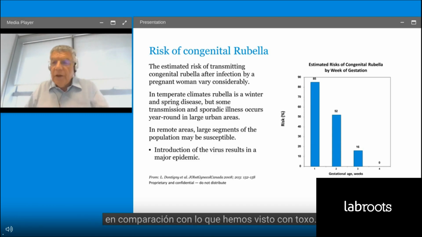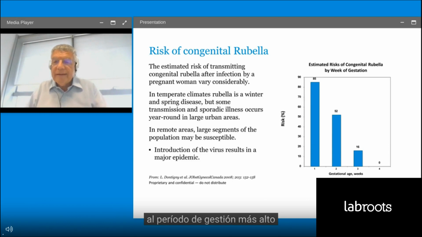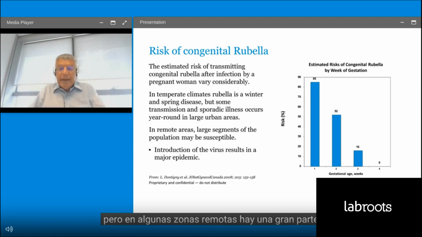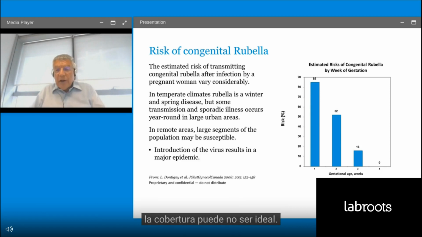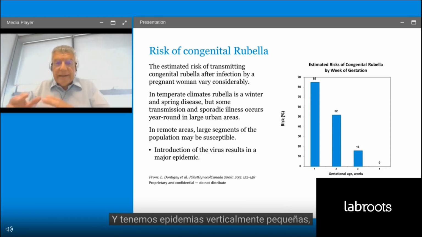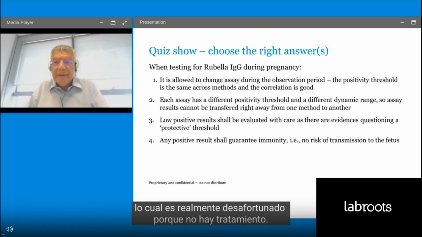We still have this residual risk of congenital rubella, and in this case, the risk is the opposite compared to what we have seen with toxo. So the risk of congenital rubella is inversely proportional to the period of gestation, highest in the first part of pregnancy, and then much lower after that. We don't have the large epidemics, but in some remote areas where a large part of the population may be susceptible, we still may have some major epidemic. And unfortunately, even in countries that have been vaccinating against rubella for decades, the coverage may not be ideal, and we do have periodically small epidemics of rubella during pregnancy, which is really unfortunate because there is no treatment.